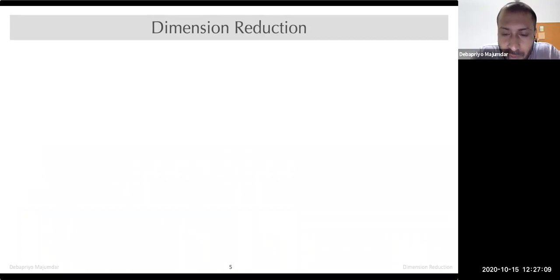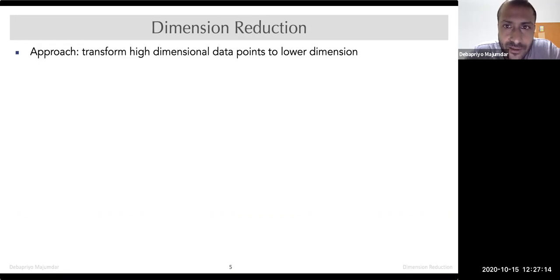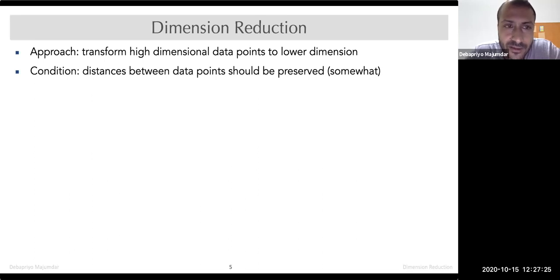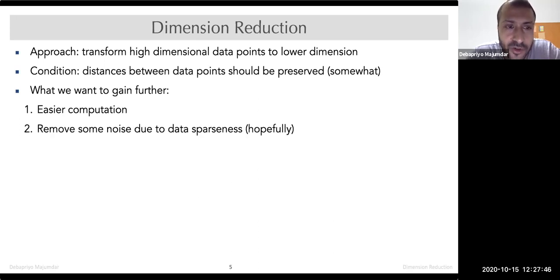Now coming to the main point: why do we need to do dimension reduction, or what is the main approach? The main approach is we want to transform high dimensional data points to lower dimension. The condition is that distances between data points should be preserved. Well, it cannot be exactly preserved, so it should be somewhat preserved. And not only that, so this would give us a computational advantage, but not only that, we want to gain a few more things.